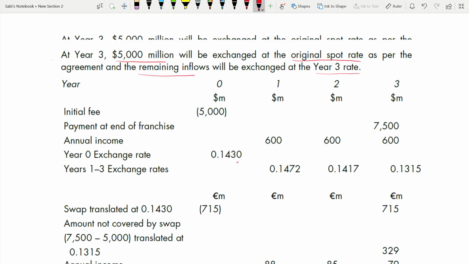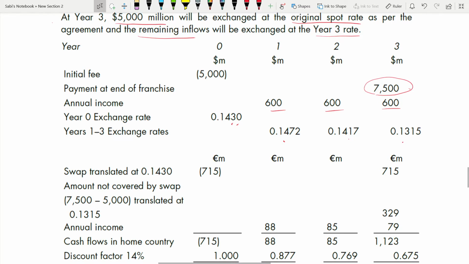So the initial fee is 5,000 in year 0 and today's spot rate is already given, not the one which we calculated. It is 0.143 and all these are annual income because they told that they expect 600 for all the 3 years. So 600, 600, 600, and this 7,500 the government will pay at the end of year 3, right? And the exchange rate now you have to use for 1, 2 and 3. Convert it. How will you convert? Multiply or divide? You have to multiply by the exchange rate, right?